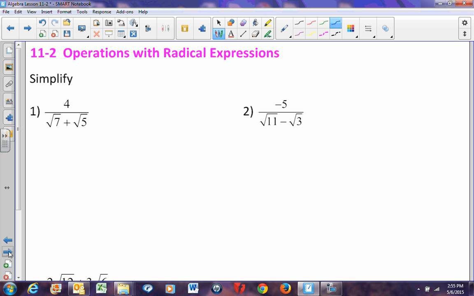We're going to simplify 4 over the square root of 7 plus the square root of 5. The conjugate of the square root of 7 plus the square root of 5 is the square root of 7 minus the square root of 5.